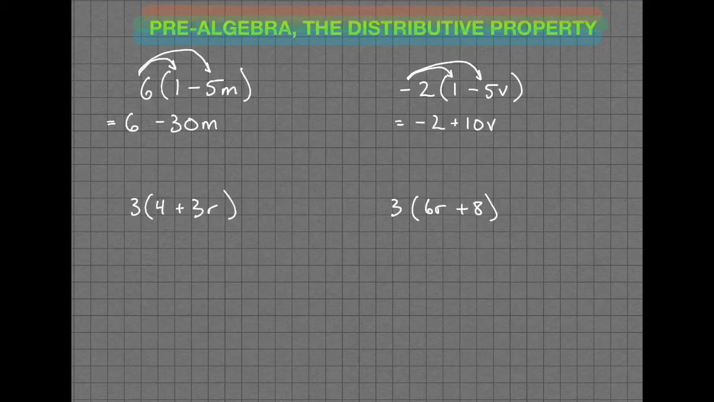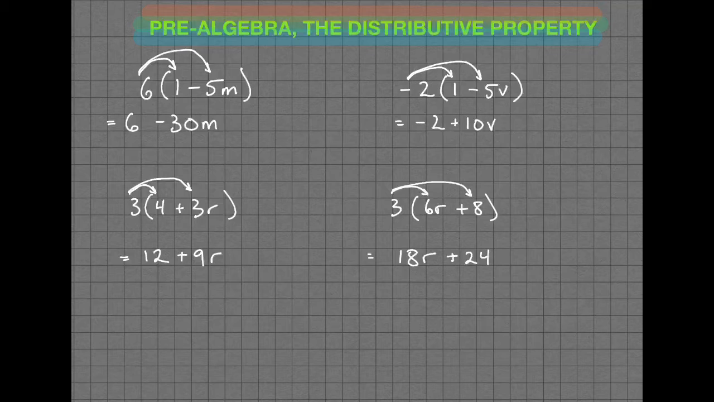Okay, the next one, I'm just going to go ahead and distribute it in. Distribute that number 3. So 3 times 4, that gives us 12. And then 3 times a positive 3r, that gives us a positive 9r. Okay, the next one, we're just going to distribute this number 3 in this way and this way. So 3 times 6r, I'll go ahead and write the arrows for you. 3 times 6r gives us 18r. And then 3 times a positive 8 gives you a positive 24.